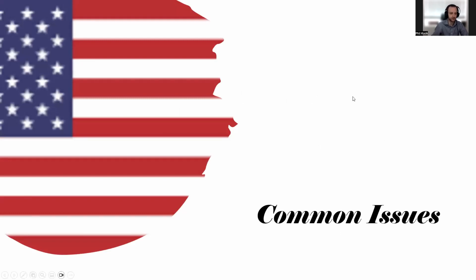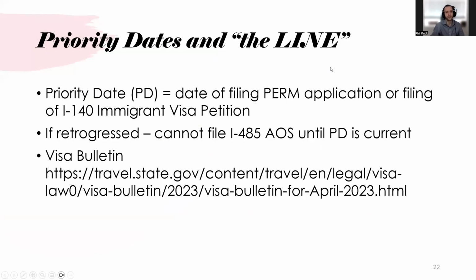So what are the common issues? So priority dates and the line. A lot of people don't really understand what a priority date is. That might not be true of this group here, but just to be safe, the priority date is the date of filing your perm application or the date of filing your I-140 immigrant visa petition. If the preference category is retrogressed, which you'll see in the visa bulletin that I've linked below, right? You cannot file an I-485 adjustment of status until that priority date that we just defined is current.